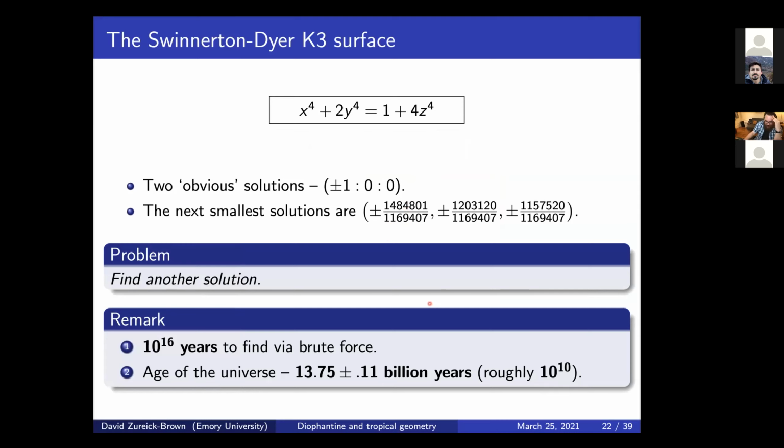I won't walk you through the whole brute force computation, but it would take 10 to the 16 years, at least in 2011, to find these just by trying every x, y, and z. And that's longer than the age of the universe, or expected age of the universe, which is roughly 10 to the 10. Age up to now, not age going forward.